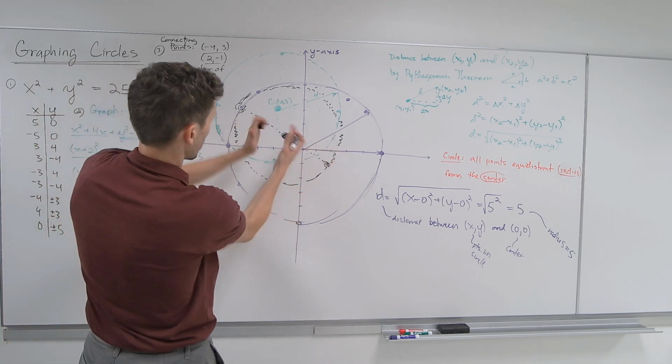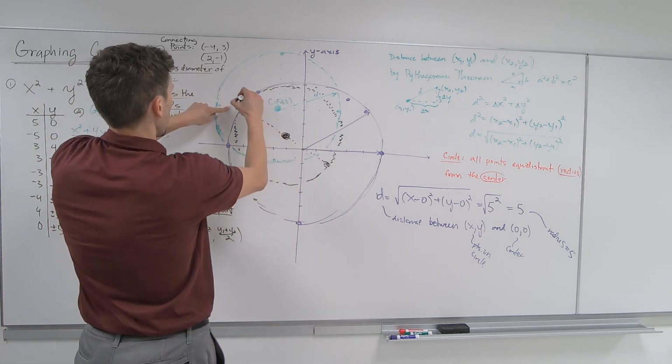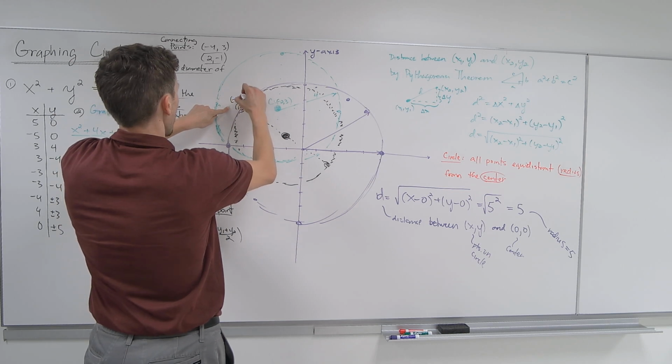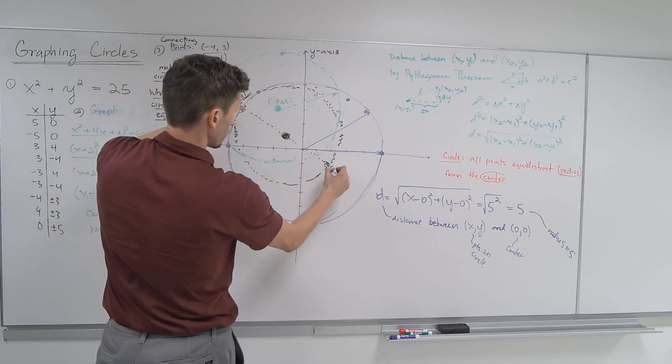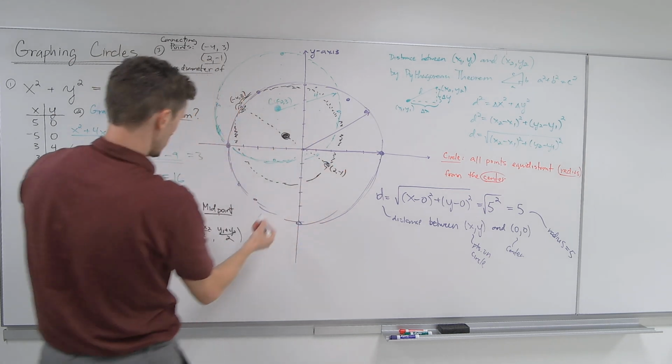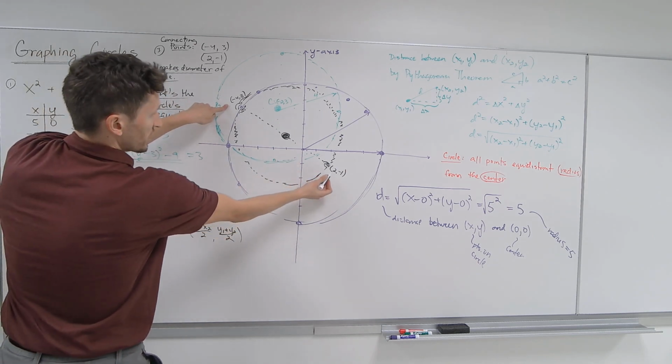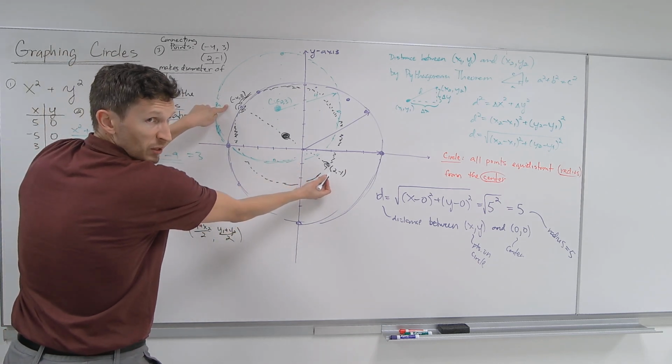So look, this is a point, what was it again? Negative 4, 3. And this one is 2, negative 1. So what is the averaging of these points? Negative 4 plus 2 is negative 2. Divide by 2? Negative 1.